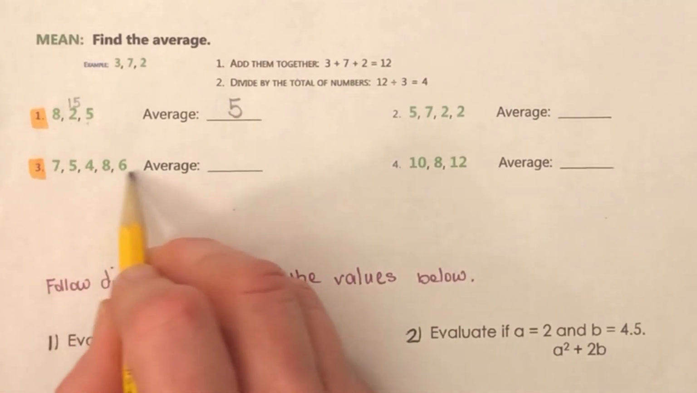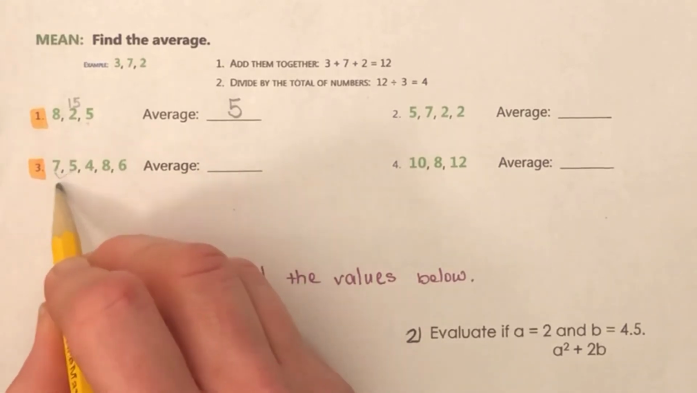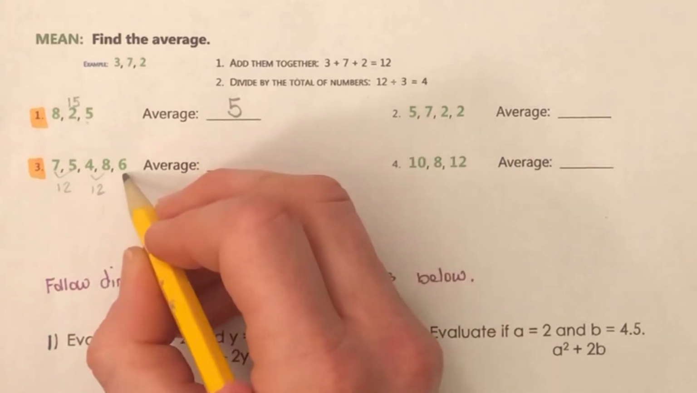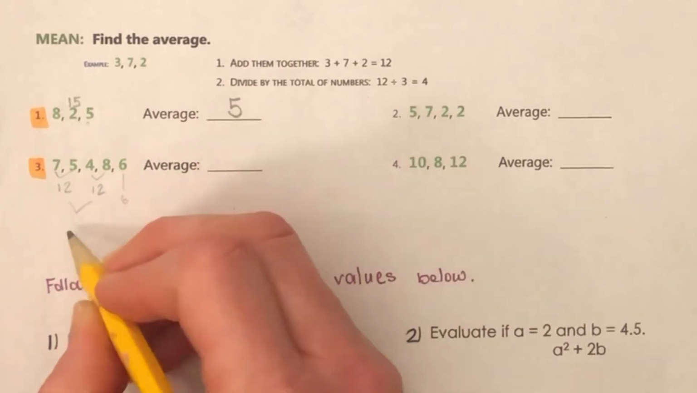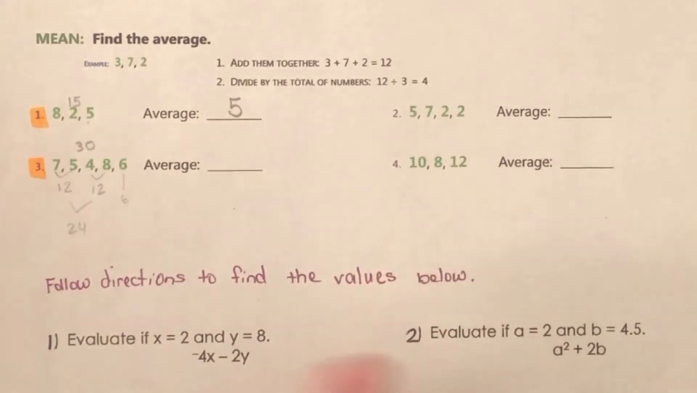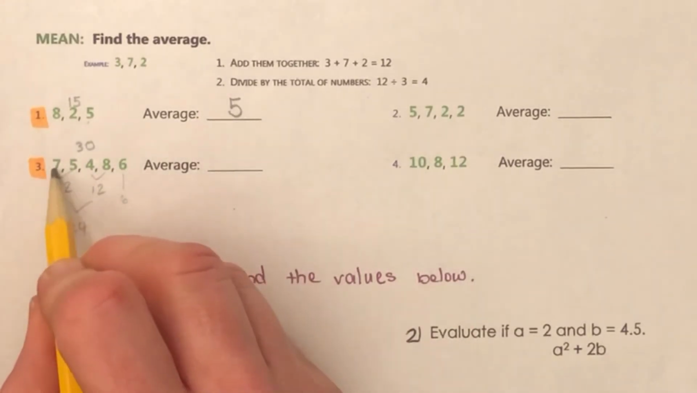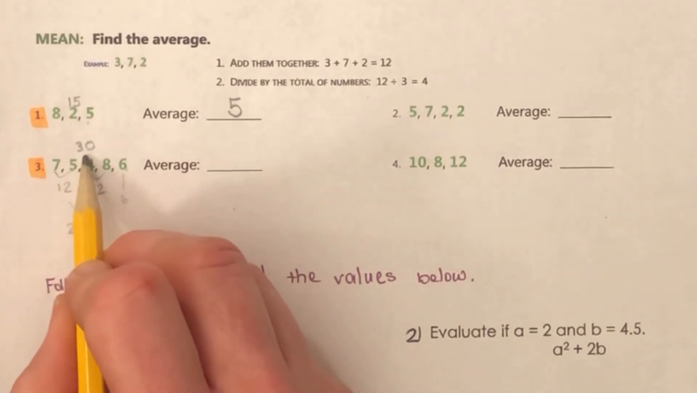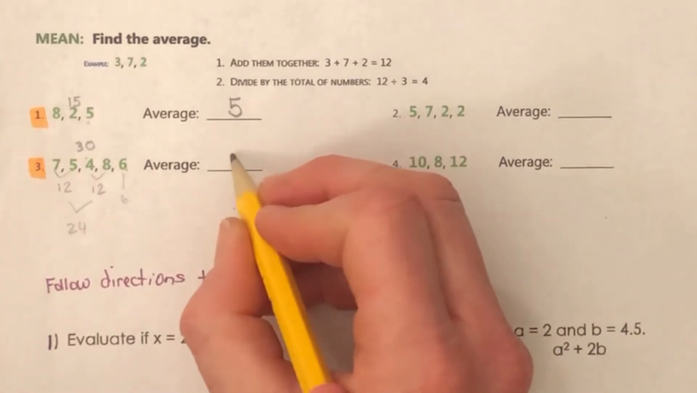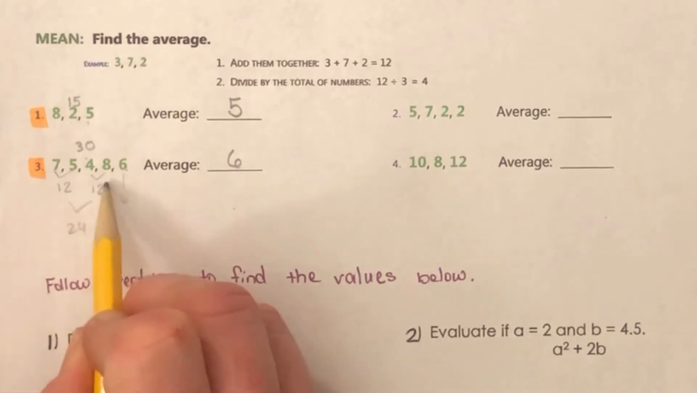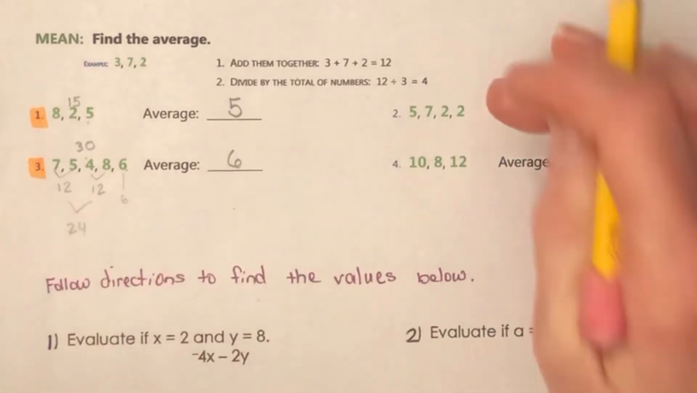All right, so we add them up. Let's see. That's 12. That's 12. Then we have 24, and so this is 30. You can use whatever method works best for you to add them up. I have 1, 2, 3, 4, 5 numbers. So I'll divide 30 by 5, which gives me 6. So the average of all those numbers is 6. You go ahead and do the others.